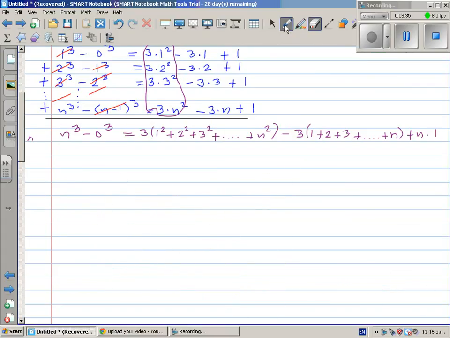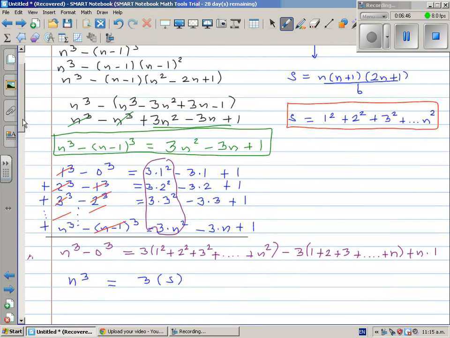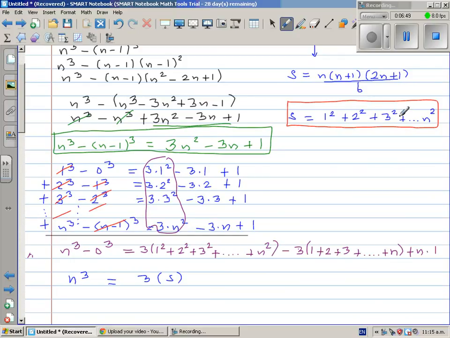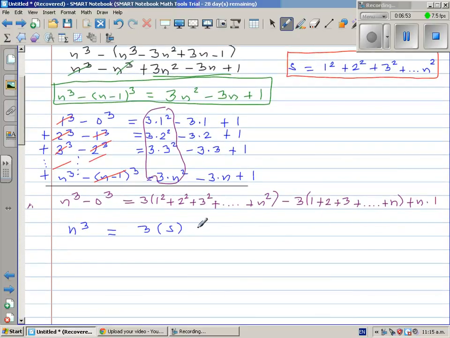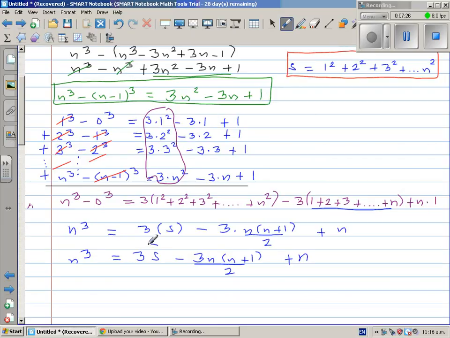Okay, so now we have to do a bit of algebra. This is n cubed is equal to 3 times s, which is what we defined. We started with s as 1 squared plus 2 squared plus 3 squared up to n squared. So this is 3 times s minus 3 times the sum from 1 to n. In the last video I proved the formula for this is n times (n plus 1) over 2, plus n times 1, which is n. So we can say n cubed is equal to 3s minus 3n, and simplifying this, times (n plus 1) over 2, plus n. I'm going to make this the subject.